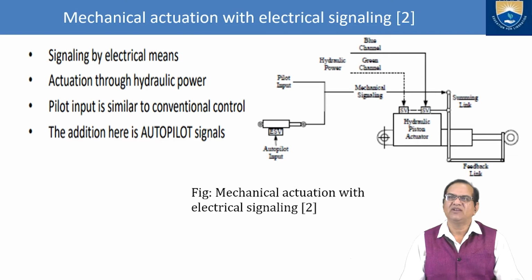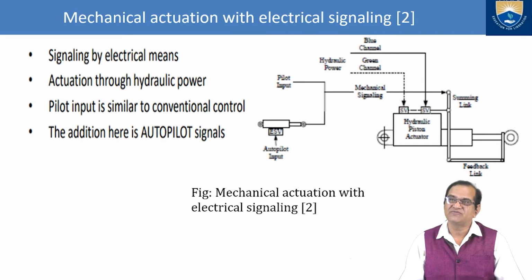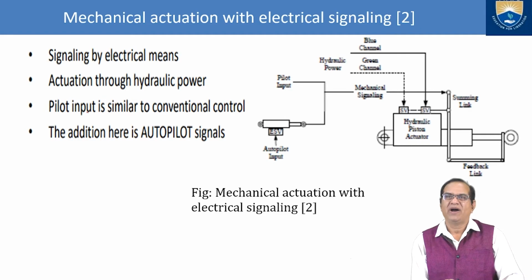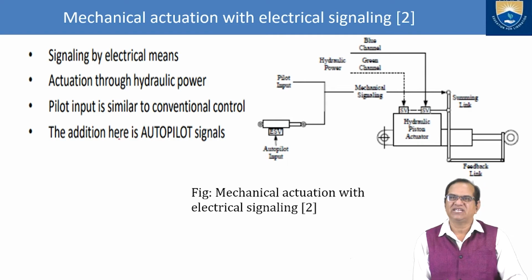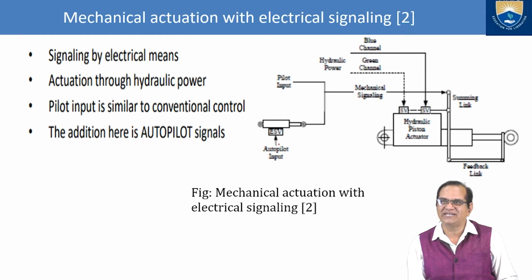So here we can see that next is the mechanical with electrical signal. In the previous we had not given any electrical, only mechanical and hydraulic systems were there. But in this case, mechanical actuation is also given. Here the signaling is by electrical means, actuation through hydraulic power. Pilot input is similar to conventional control. The addition here is autopilot signal. So here autopilot signals are also given. So this you can see here, autopilot inputs.